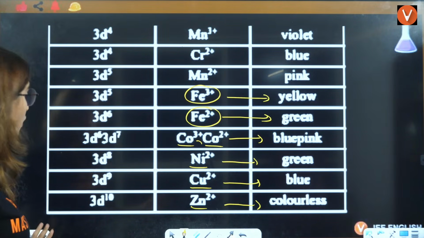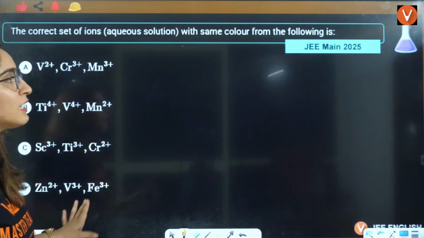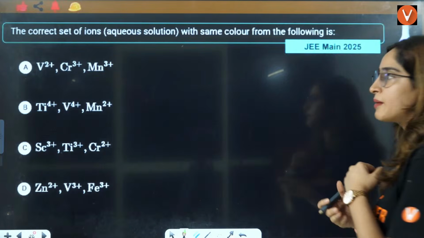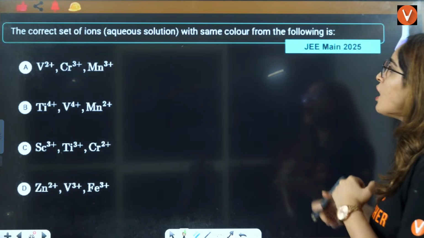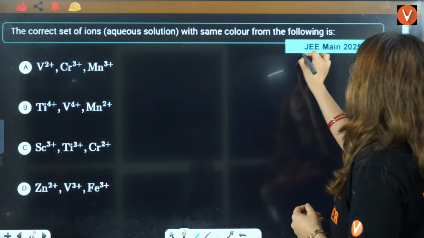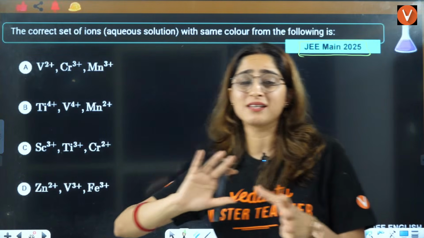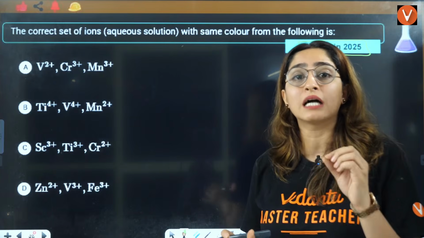But the colors also you should remember. Now I'll tell you why you should remember the colors. One by one, we are going to see some questions based on this. So if you see this here, JEE Mains, this is in one set. In another set also, they have asked the same question based on the colors.